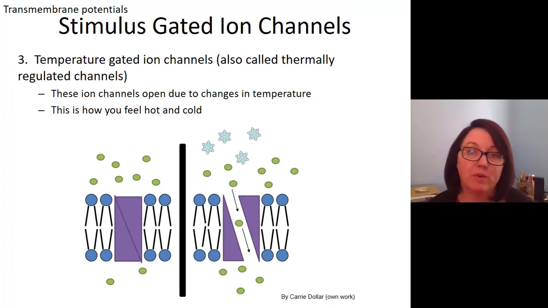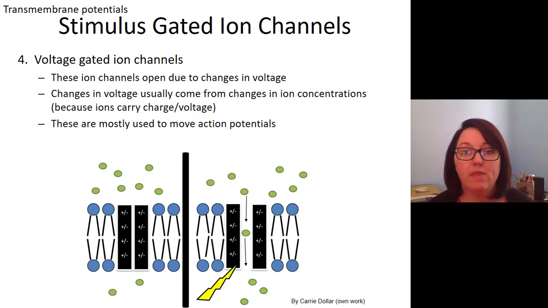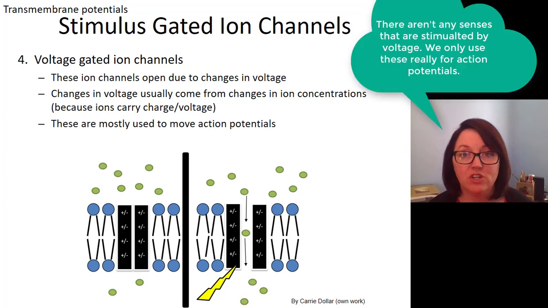Temperature-gated ion channels are what they sound like. They open due to changes in temperature. Some are open through heat, some are open through cold, but in either case, it's the change in temperature that's causing the gate to open. And then last up are voltage-gated ion channels, which we're also professionals at because these were really important for action potentials, right? So it's changes in voltage that open a voltage-gated ion channel.